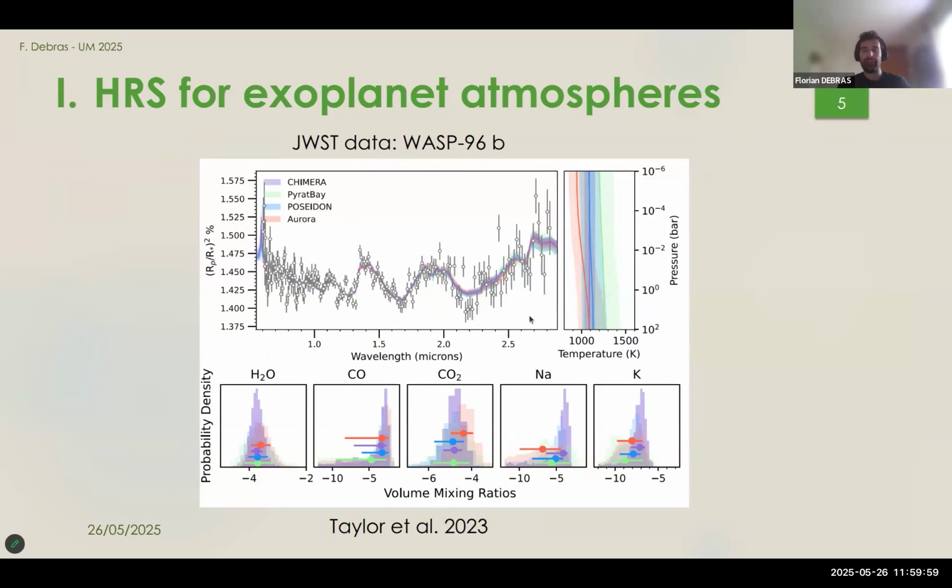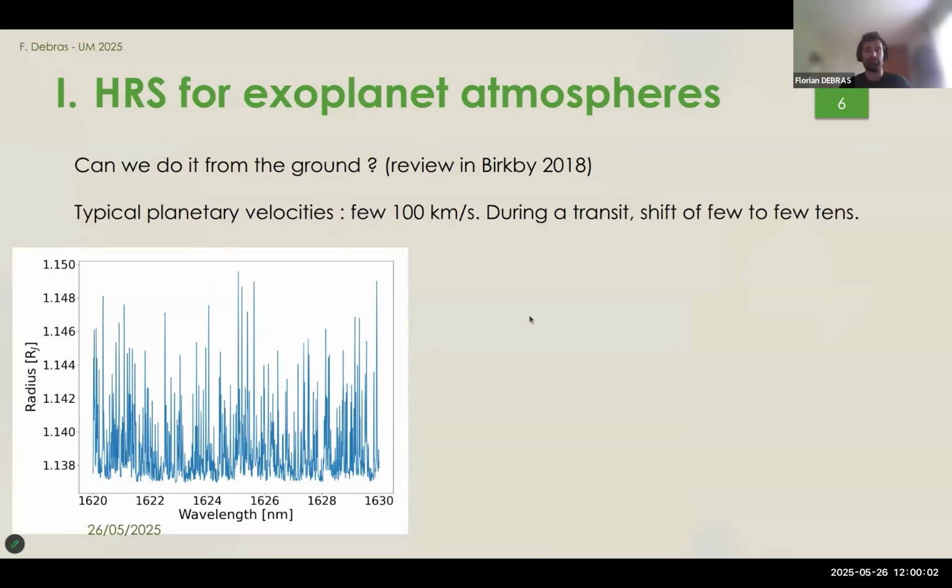So very quickly, people ask, can we do this from the ground? Of course the answer is yes, or we wouldn't be here. The method is slightly different. This is the same spectrum as before, but you see that we have a much higher spectral resolution. This is a synthetic spectrum, with the radius as a function of wavelength on a much smaller wavelength range, so you can obtain the individual lines of what is inside the atmosphere.